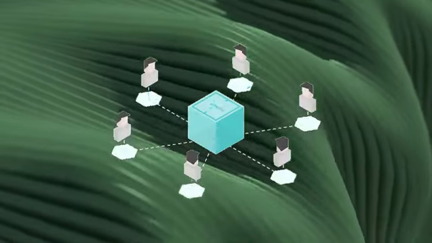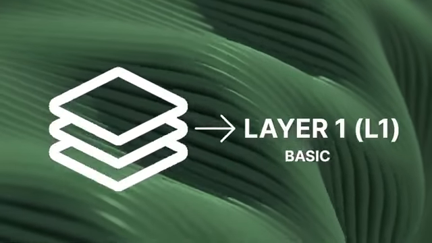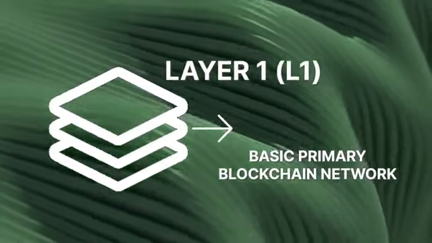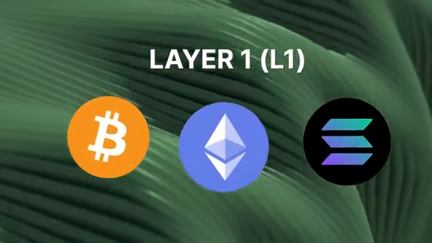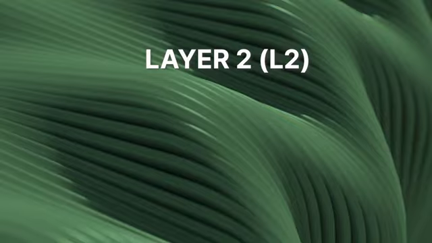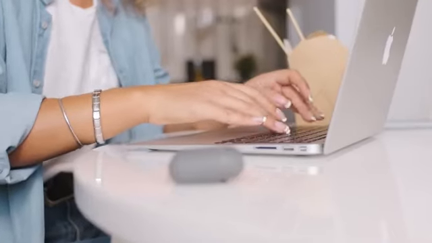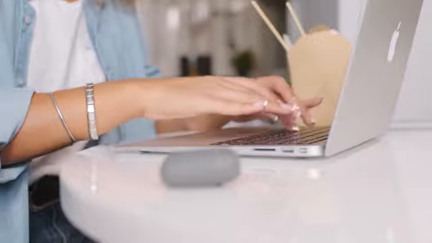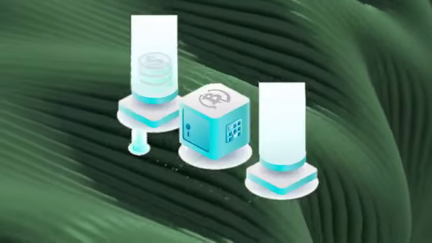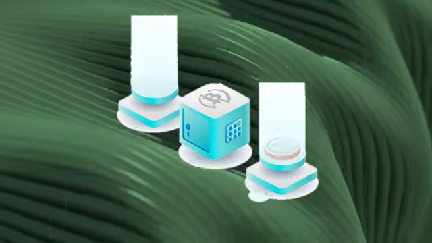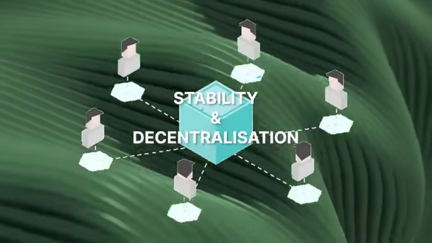In a decentralized blockchain ecosystem, L1 refers to the basic primary blockchain network. Layer 1 blockchains include Bitcoin, Ethereum, and Solana. Layer 2, or L2, on the other hand, is a third-party integration that continues to work on the upper end of a Layer 1 blockchain to help scale a proposal by processing transactions outside of the main blockchain, L1, while preserving the very same stability and decentralization.